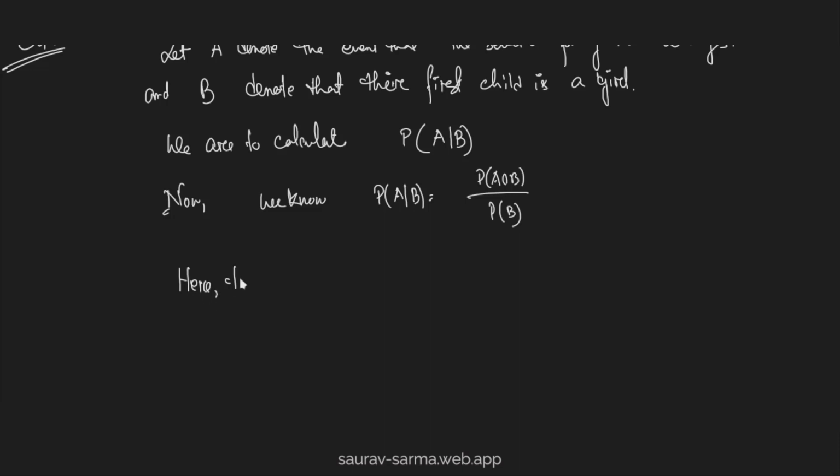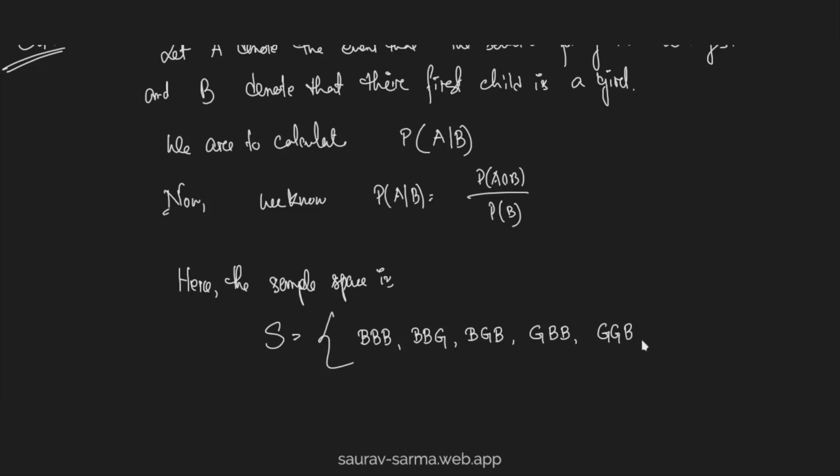Here the sample space is, let's say: boy boy boy, boy boy girl, boy girl boy, boy girl girl, then girl boy boy, girl boy girl, and last girl girl boy and girl girl girl.